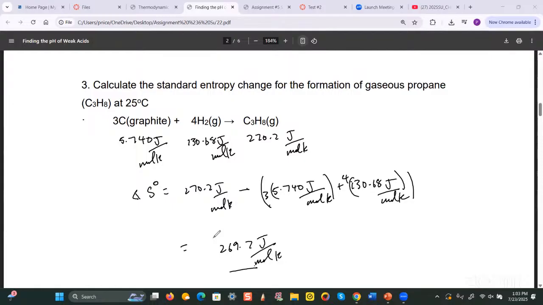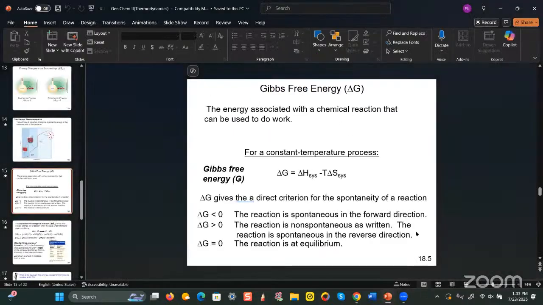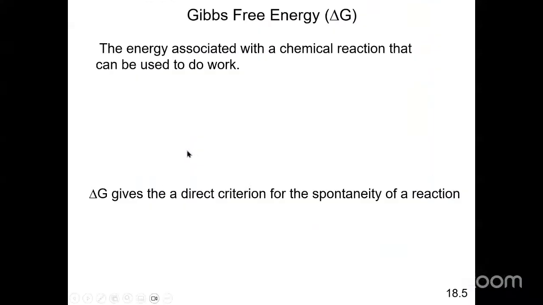Okay, we can't do number 4, so back to the PowerPoint we go. Let me clear this. So now we're going to get into how we actually predict whether or not a reaction is spontaneous. Remember we said that one of the things common with spontaneous reactions is that delta H is negative, right? And if it is positive, it's a small number.